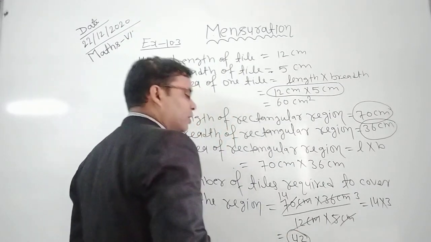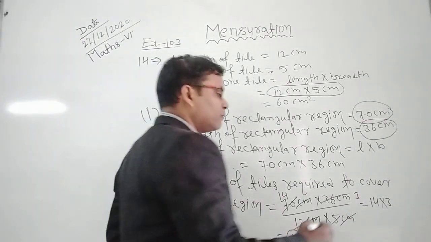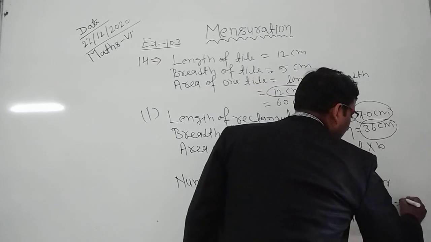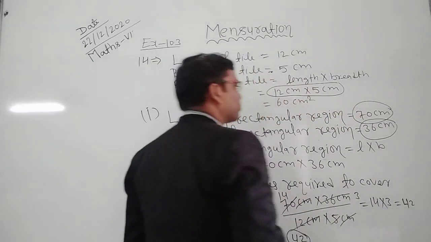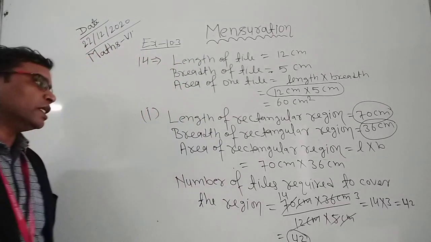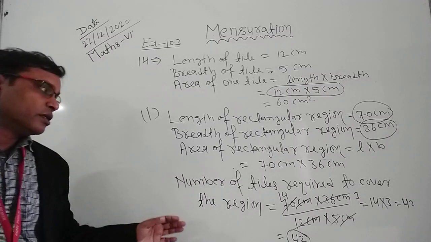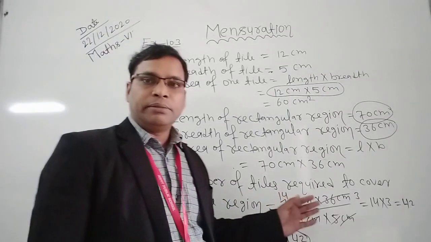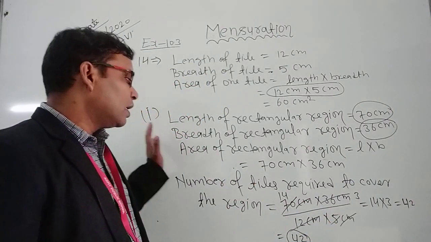42 tiles required to cover this area. This is clear? We write here 42 tiles. 42 tiles required to cover this region, whose length is 70 centimeters and breadth is 36 centimeters. This is clear. Now this is the first part of question number 14.